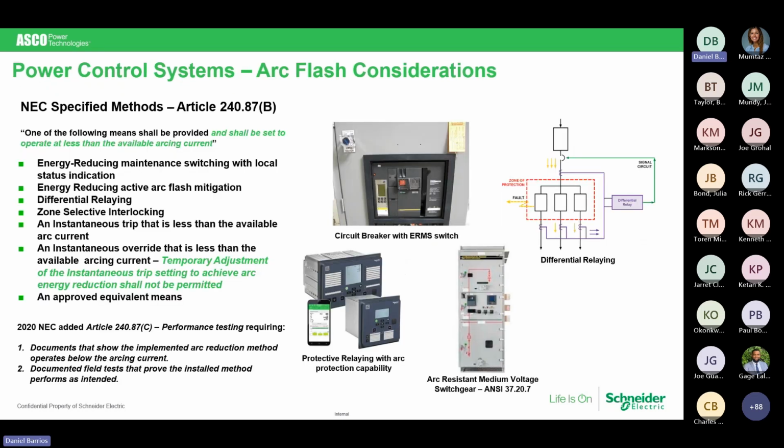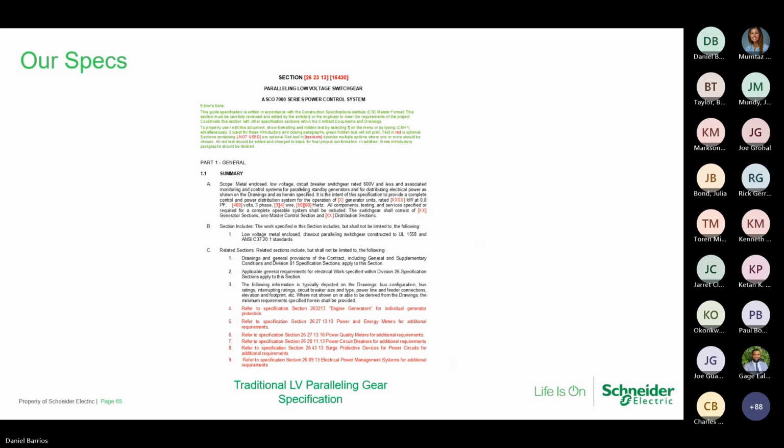So when you look at the arc flash, we spoke about that a minute ago. One of these is the ERMS switch. We can also do zone selective interlocking. We can work any of those with you. We can work in conjunction with third party, other types of systems downstream to do the zone selective interlock. An instantaneous trip is set less than the available arc current, obviously. Temporary adjustments of the instantaneous trip setting can achieve the arc reduction. Those things can all be discussed further. We also have our specification that we can offer to you.